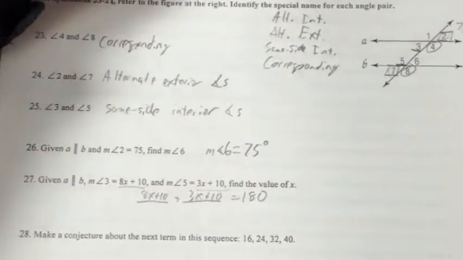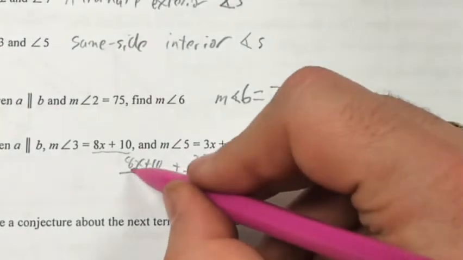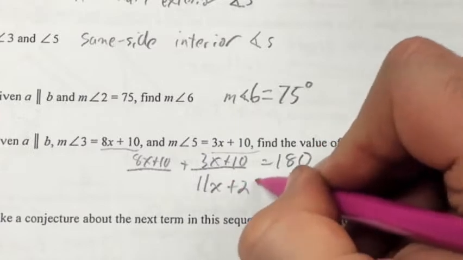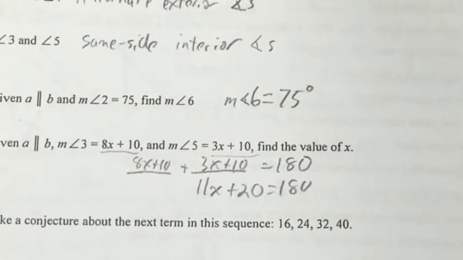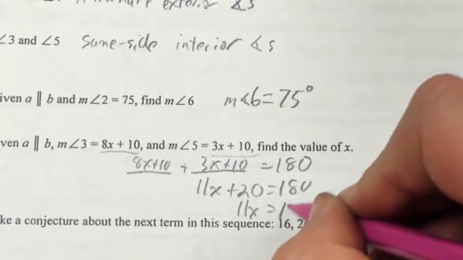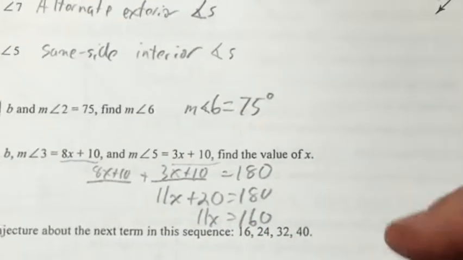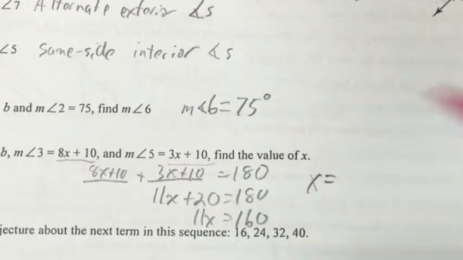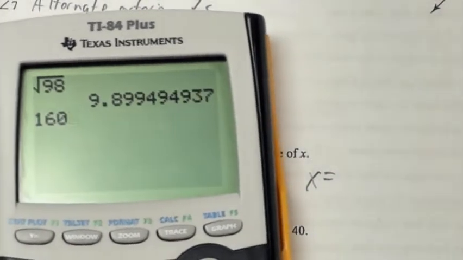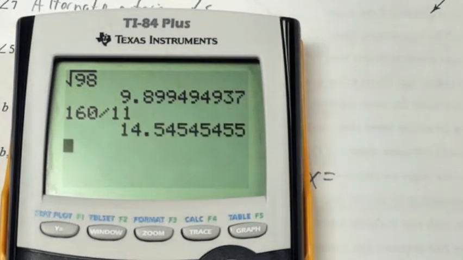Now let's go ahead and combine the like terms. 8x and 3x is 11x. 10 plus 10 is 20 equals 180. Now let's subtract 20. 11x equals 160. And then divide both sides by 11. And I don't have that one memorized. 160 divided by 11 is 14.55.